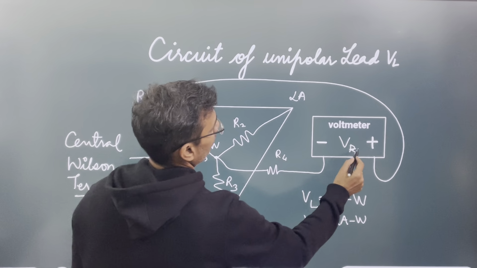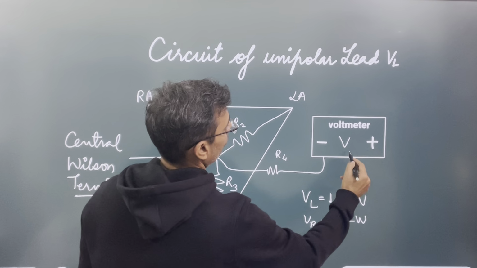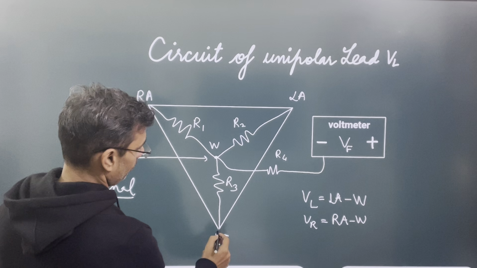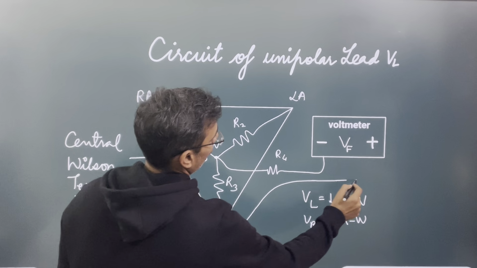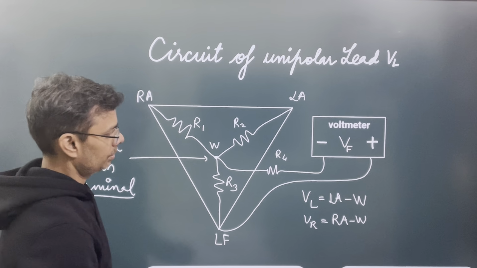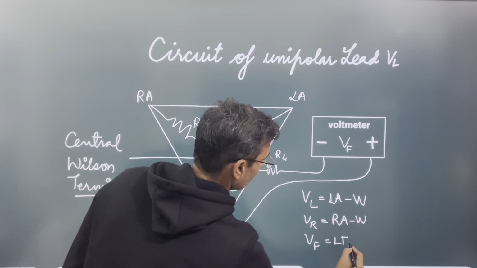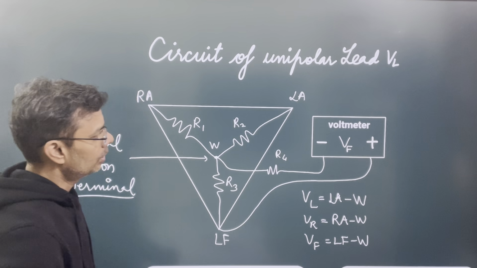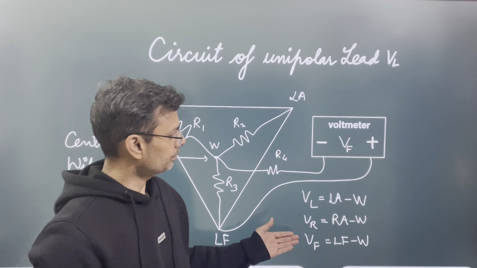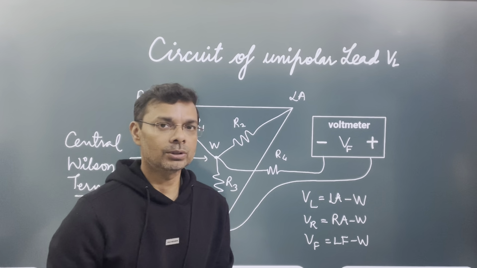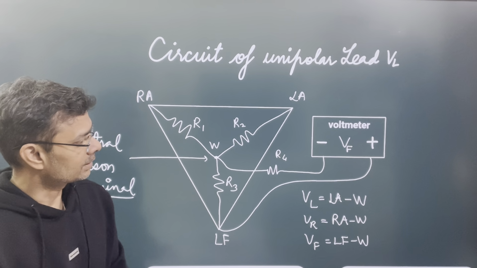Similarly, we can find the value of VF. For VF, we will join a wire from LF to the positive terminal of the voltmeter. So VF is equal to LF minus W. So these are the potentials of the unipolar leads. But what is the value of W? We will find out the value of W in the next slide.